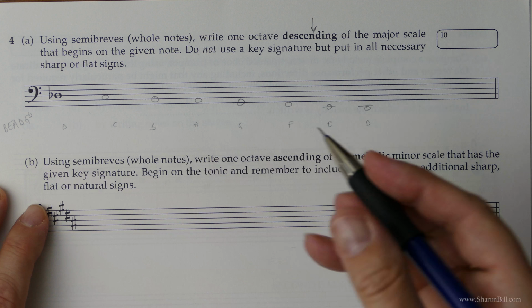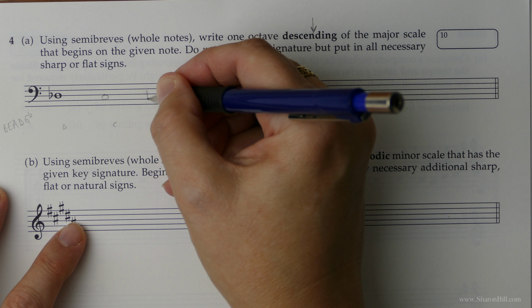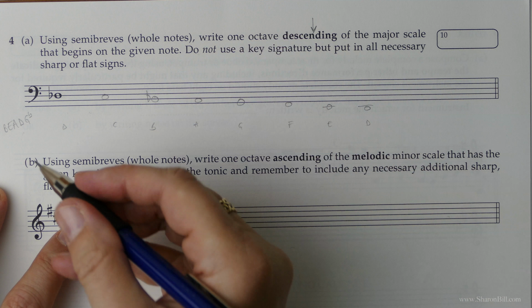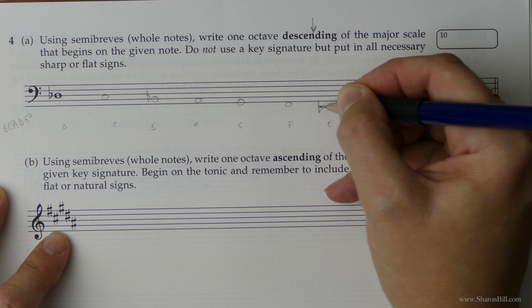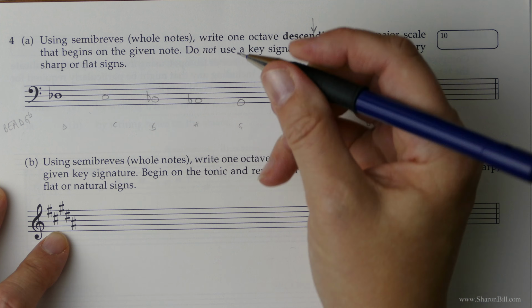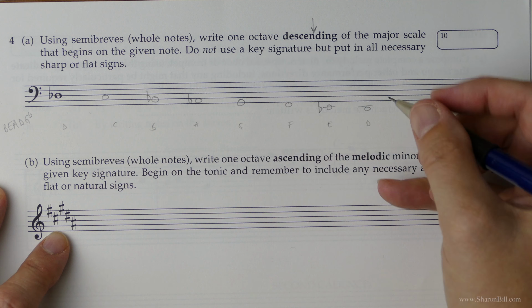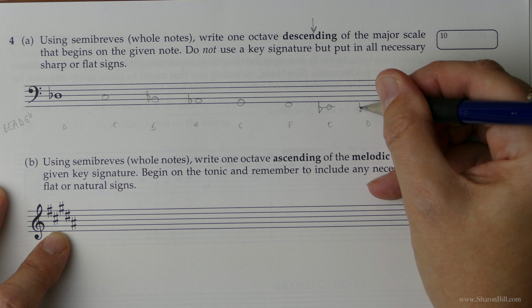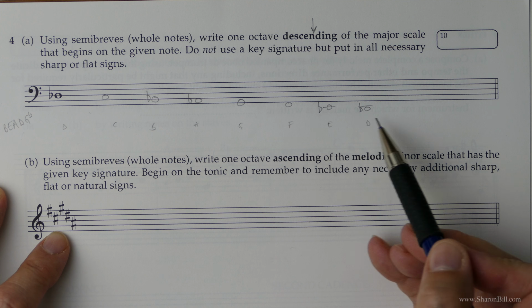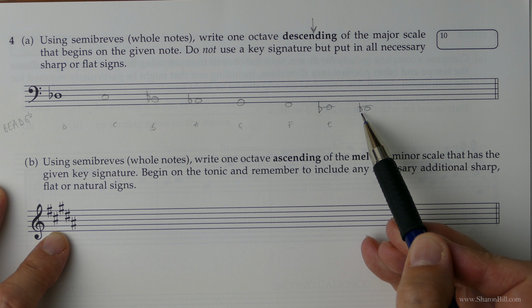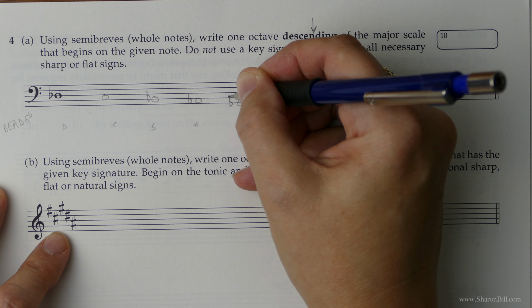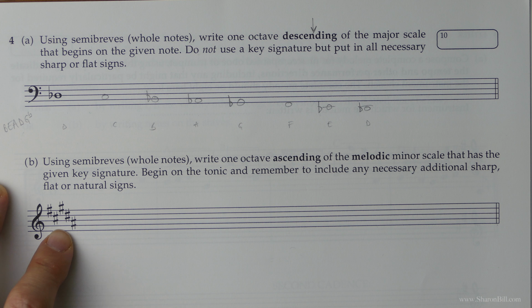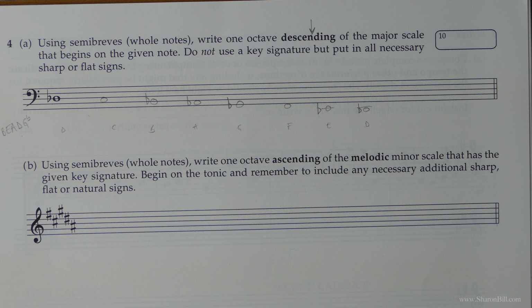So we want B flats, E flats, sorry, let's do this in order. B flats, E flats, A flats, D flat. So we've got a D flat here, but we need a D flat here as well. It looks like we're writing too many, but remember it begins and ends on D flat. And then we also need a G flat. That went a bit wobbly. There we go. And that question is completed.